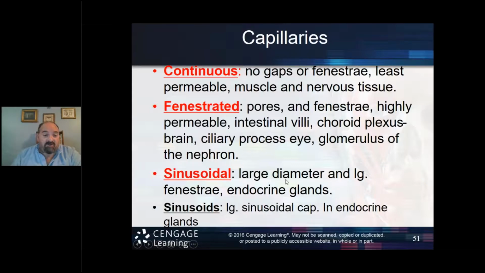Sinusoidal capillaries have a large diameter and large fenestrae. Think the endocrine glands and such. Think in particular of a very vascular gland, highly vascular, like the thyroid gland. If you look at the models, you'll see that there are a lot of blood vessels present for the thyroid gland.